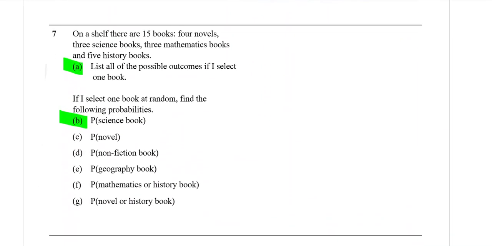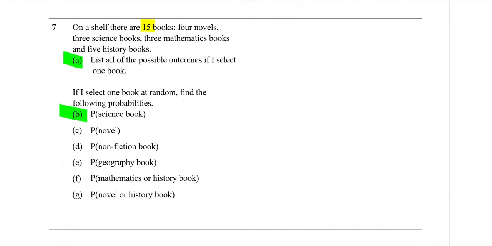Question 7. On a shelf, there are 15 books. There are 4 novels, 3 science books, 3 mathematics books, and 5 history books. List all of the possible outcomes. There's a sample space. So the sample space is equal to the types of things that we have: novels, science books, maths books, and history books.